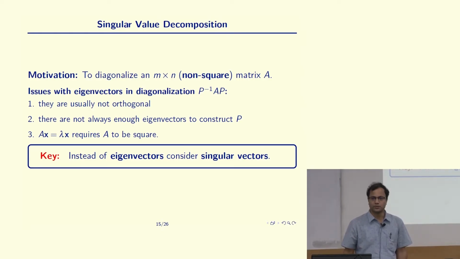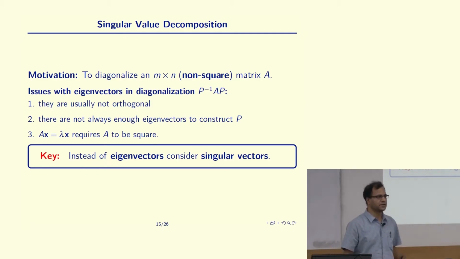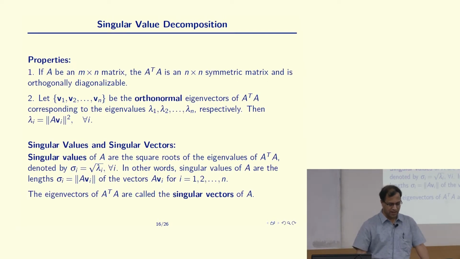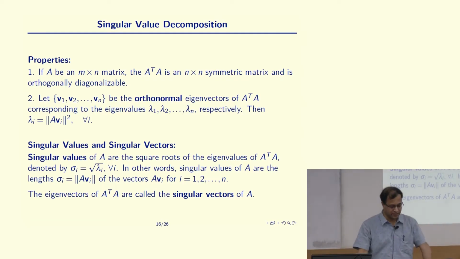So what we propose is to use, instead of eigenvectors, the singular vectors. That's the idea of singular value decomposition. So what are the singular vectors and how to compute them? First, one observation you can also prove, the first two properties. If A is an M by N matrix, now we are considering M by N matrix, not N by N matrix anymore.